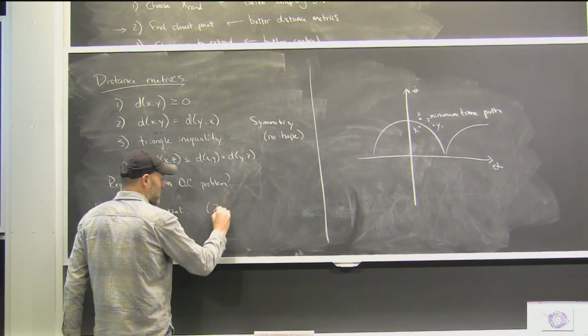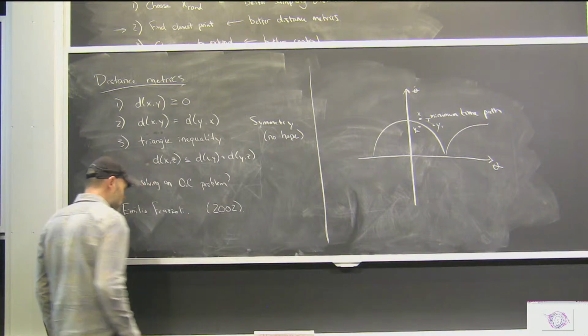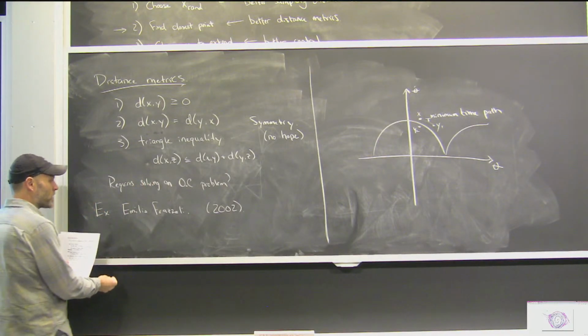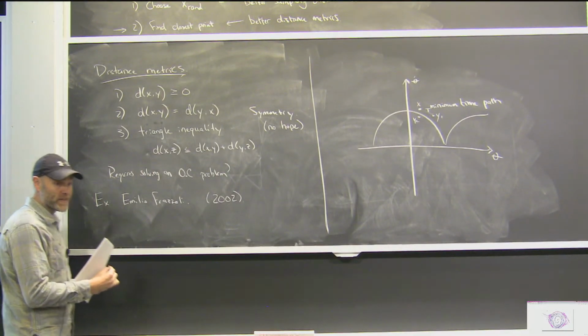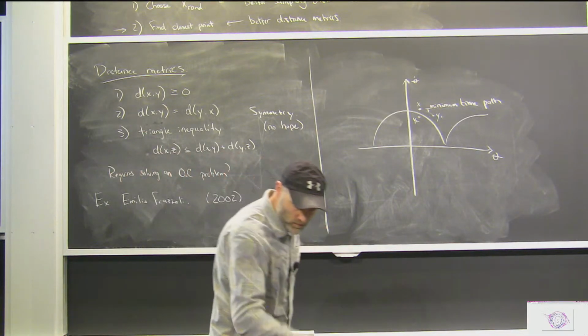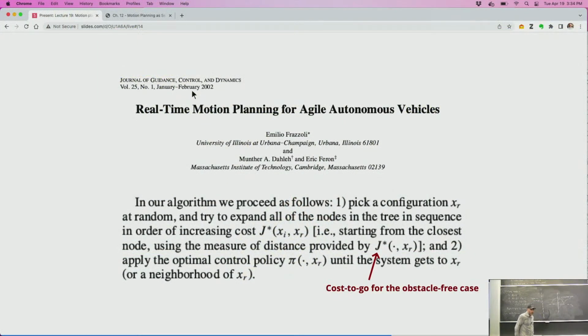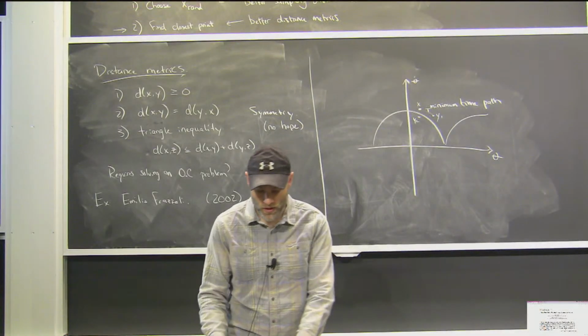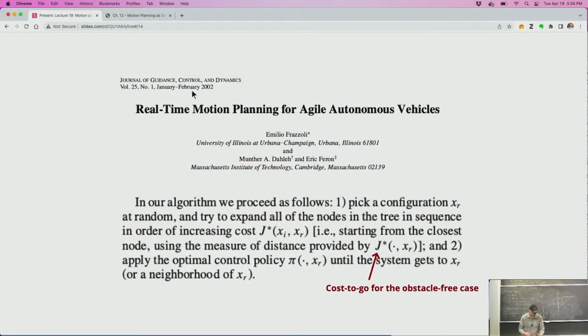He had a thesis in a paper in 2002, for instance, where he did obstacle avoidance for dynamic helicopters and ground vehicles too. And he made a very simple observation and a very simple proposal. He said, we're going to pick a configuration X, try to expand all the nodes in the tree in terms of increasing cost J, and apply the optimal control policy pi.